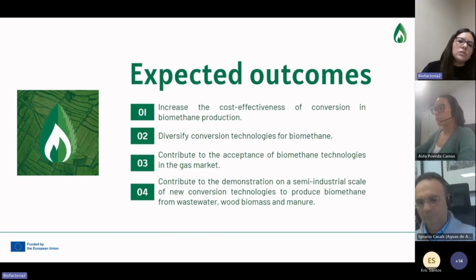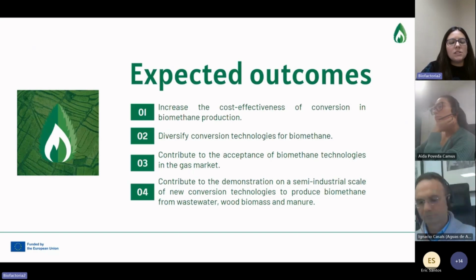In the expected results of this project, we have 4 expected results. The first one is to increase the cost effectiveness of the conversion in biomethane production. And this is going to be through the optimization of the biomethane production, the economy of scale in biogas upgrading in small plants, and increasing the type and the volume of the raw material from the different scenarios.